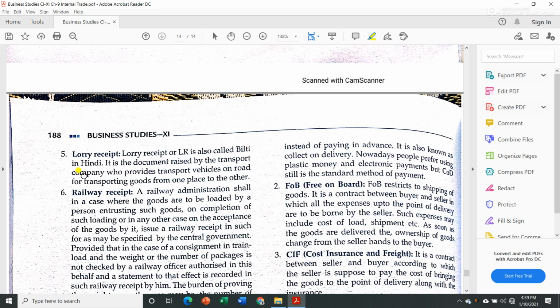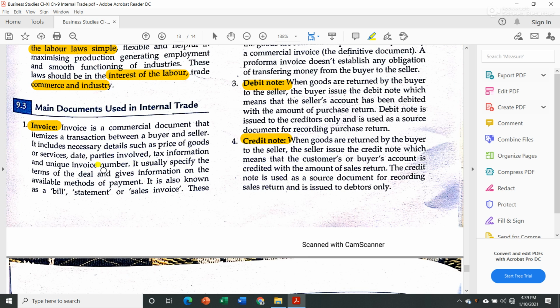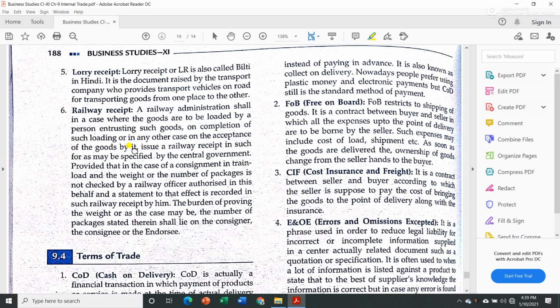Okay, so you can give it a reading, and these are very simple. You will easily understand what these documents are. Now let us see what is meant by lorry receipt. Lorry receipt or LR is also called bilti in Hindi. It is a document raised by the transport company who provides transport vehicles on road for transporting goods from one place to the other.